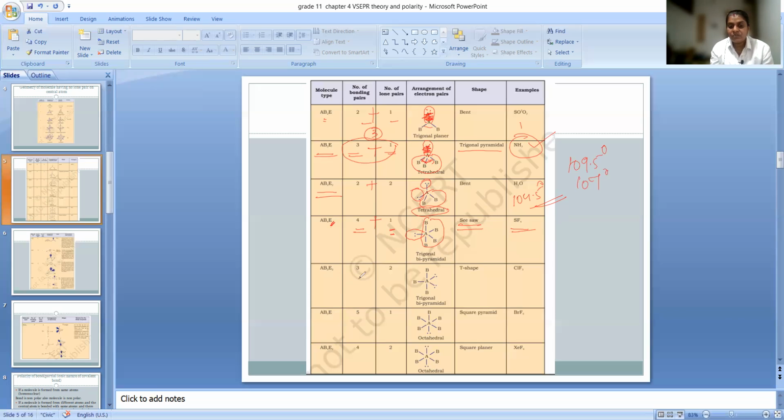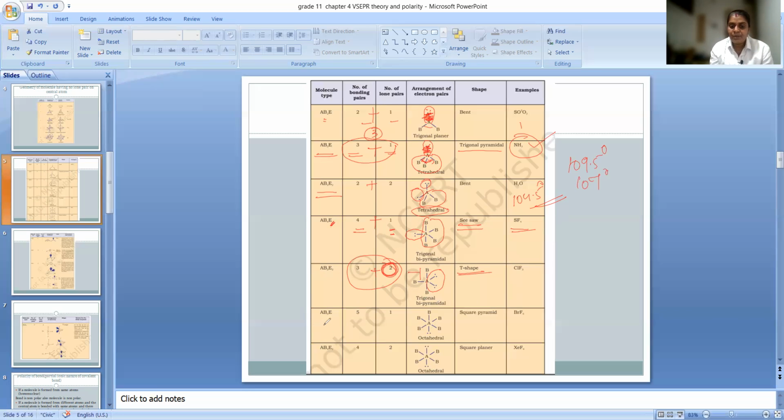And let us see the case of AB3E2 type. In this case also 5. So we are expecting trigonal bipyramidal, but there are two lone pairs, and those two lone pairs will stay at maximum distance, away from the other bond pairs. Okay, so the shape here is T shape. So we are getting a T shape for this type of molecule.